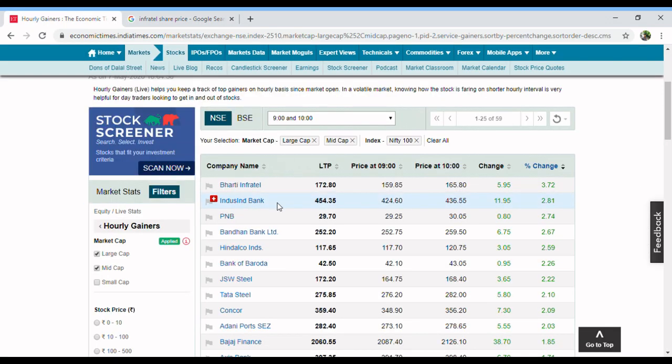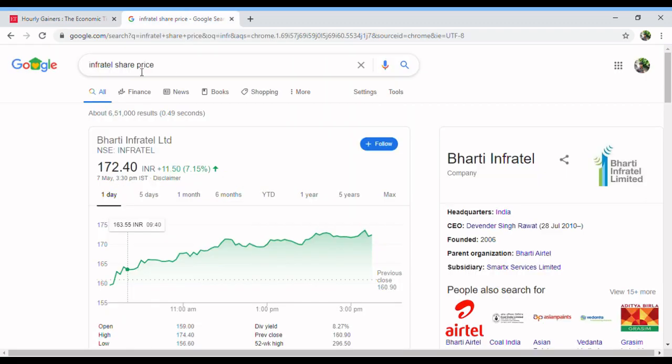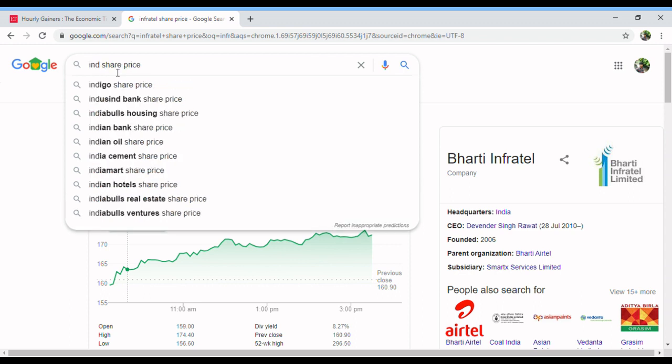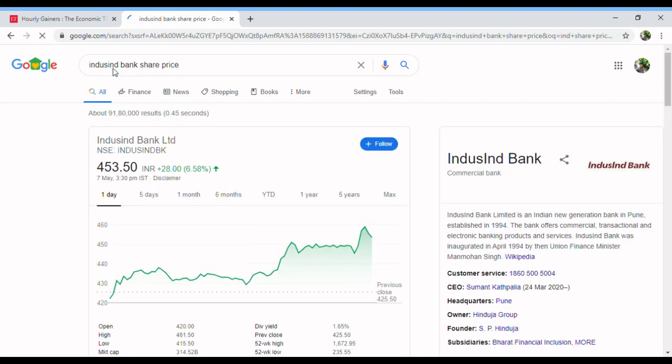I'll look at one more example, IndusInd Bank. Around 10 a.m. it is trading at 436.80, and again it's trading above the previous close of 425.50. After that you can see the price never moved down, and it went till a high of around 459 from the price of 436, which is around 14 points of move.